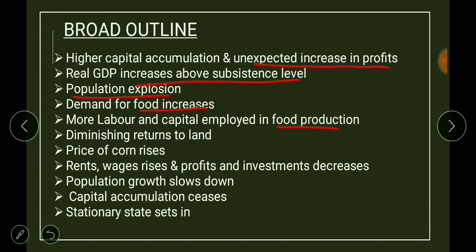However, since land and other factors are fixed, this leads to diminishing returns to land, which further causes the price of corn to rise, and along with that, rents and wages rise, and simultaneously profits and investment decrease. This causes the population growth to slow down. Thus, capital accumulation ceases, and finally, the stationary state sets in the economy.